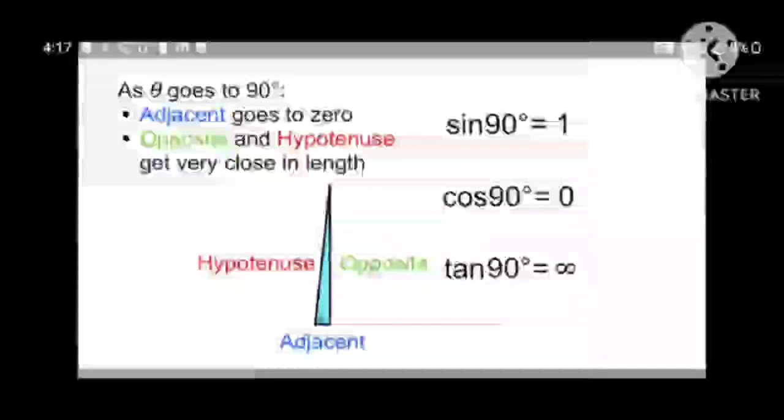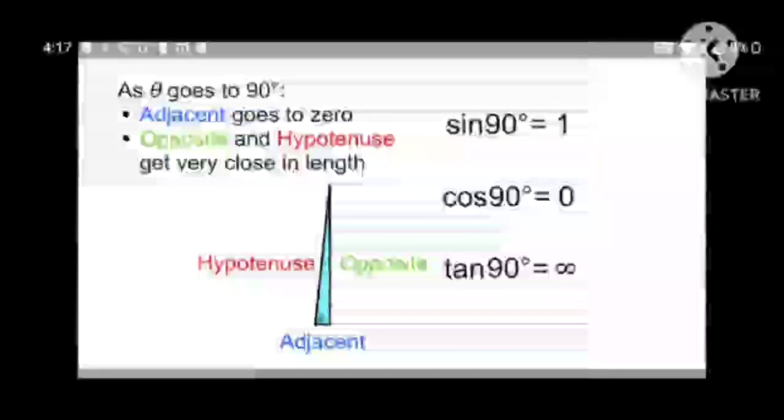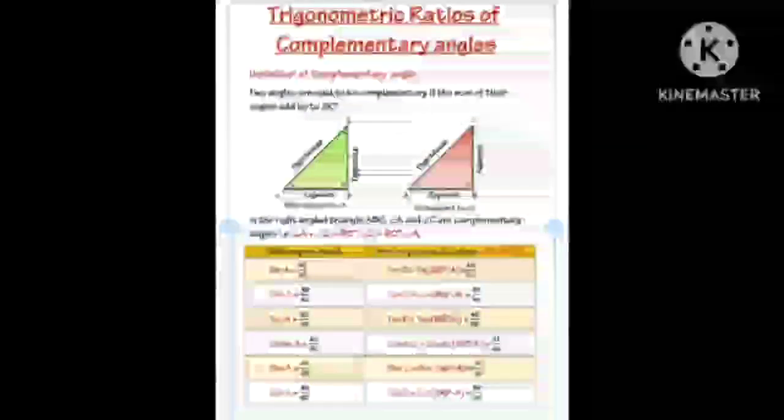Now, let us see what happens to the trigonometric ratios of angle A when it is made larger and larger in triangle ABC till it becomes 90 degree. We have sin 90 degree equals 1, cos 90 degree equals 0, and tan 90 degree equals infinity. From the above table, you can observe that as angle A increases from 0 degree to 90 degree, sin A increases from 0 to 1 and cos A decreases from 1 to 0.